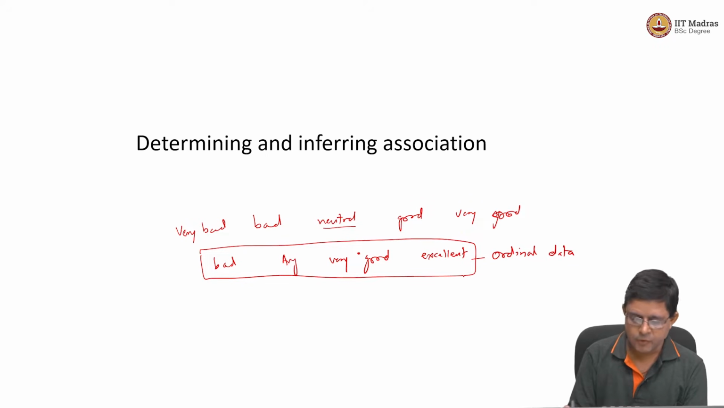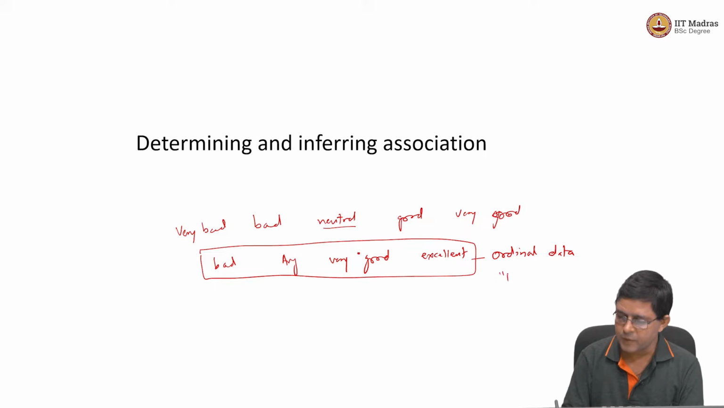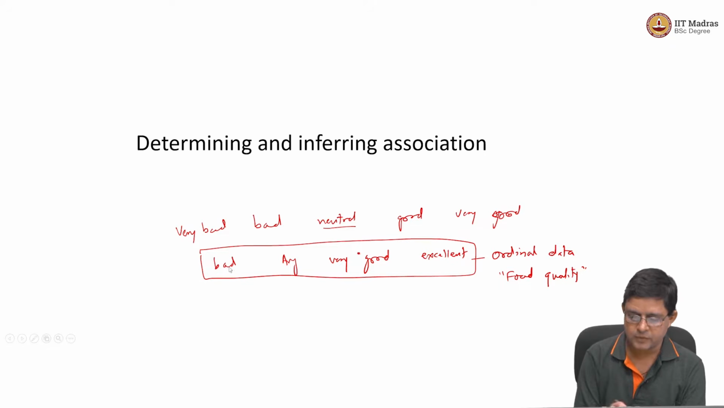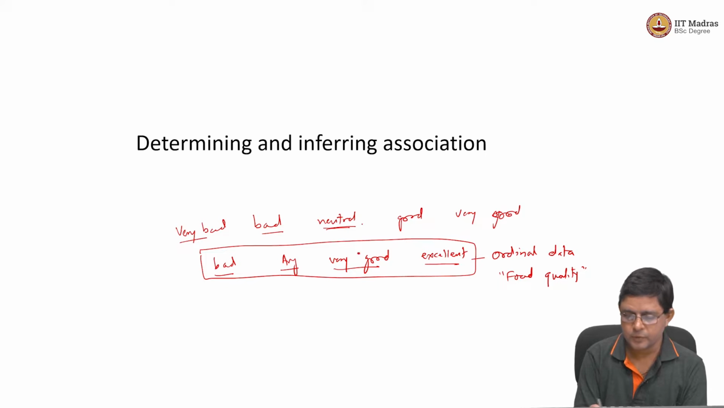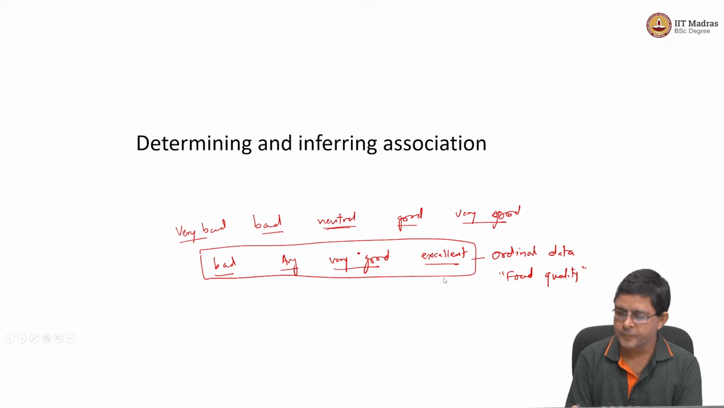Okay. So, what is the variable here? The variable is food quality, and this variable food quality can be categorized in 4 ways: bad, average, very good, excellent. Or the variable food quality can take which values? Very bad, bad, neutral, good, very good. So, 5 possible values or 4 possible values. But here there is a natural ordering of the data, right. Therefore, this data is called ordinal data.